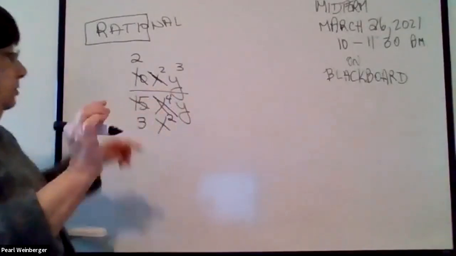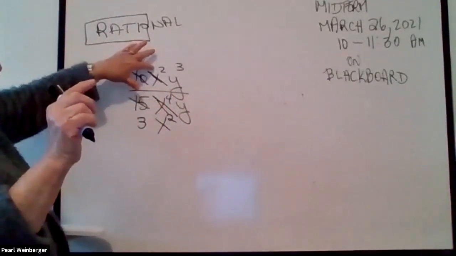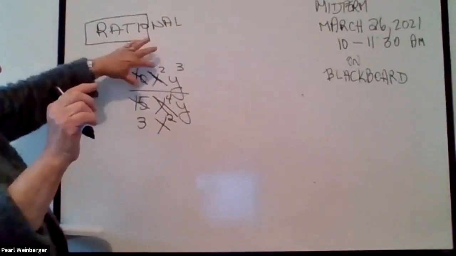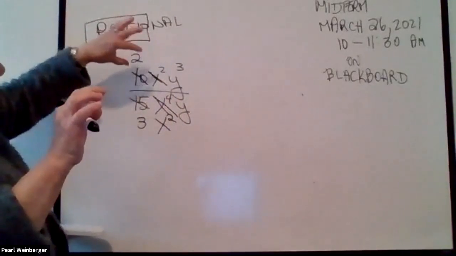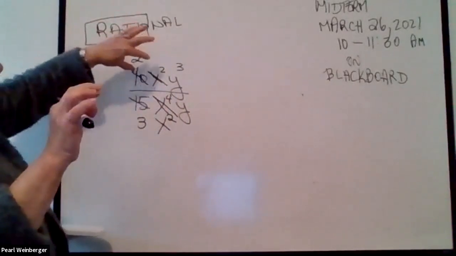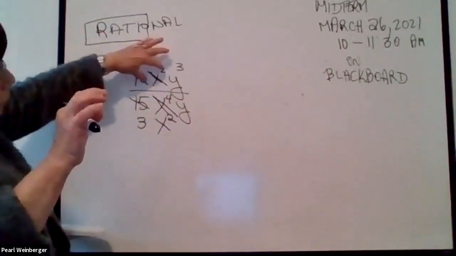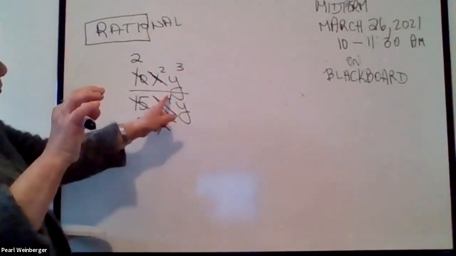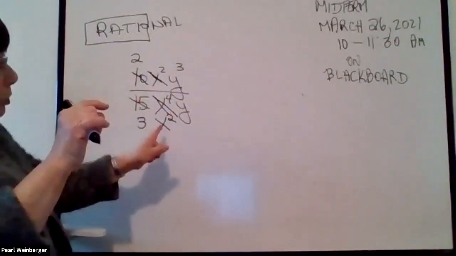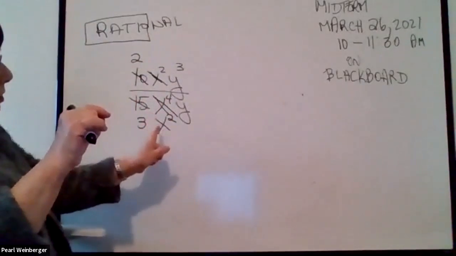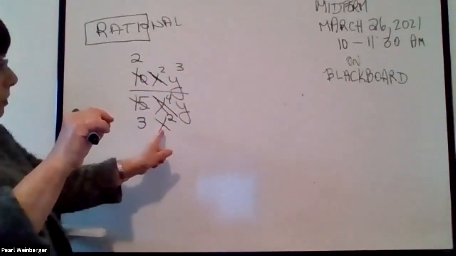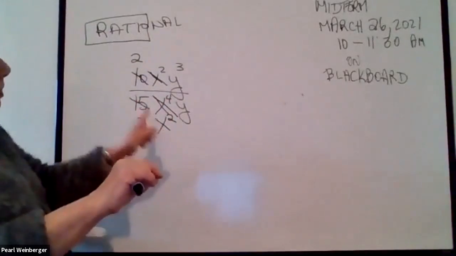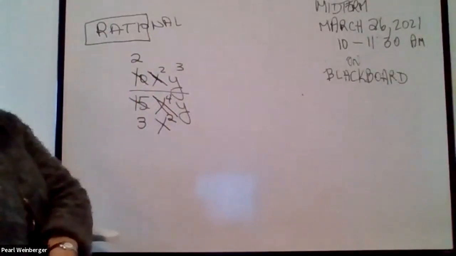Again, let me repeat. Since there are x's on both the top and the bottom, the easiest way to handle this is to cross out the lower exponent and subtract that lower exponent from the higher exponent. Notice the x squared that I was left with remains in the denominator because that's where the higher exponent was.